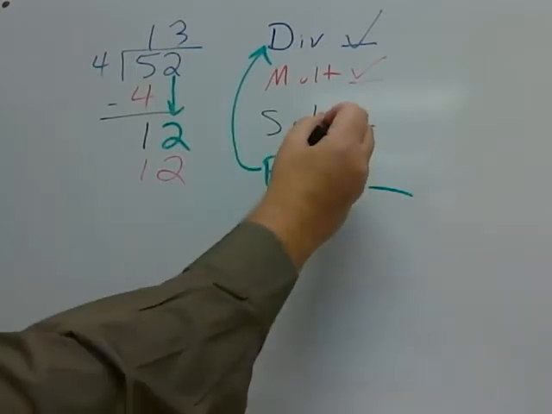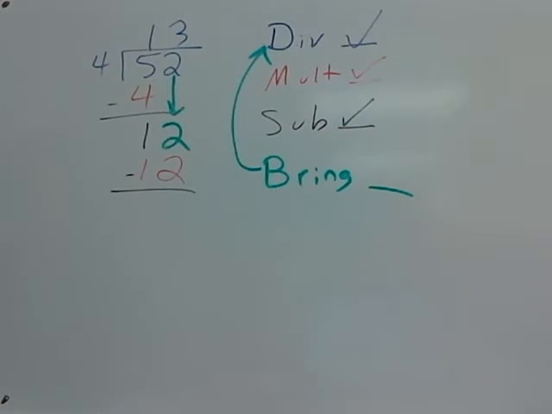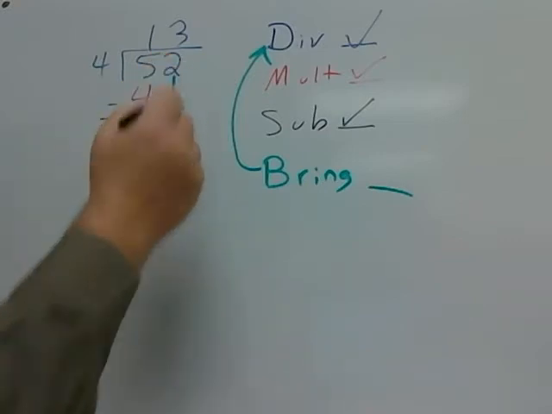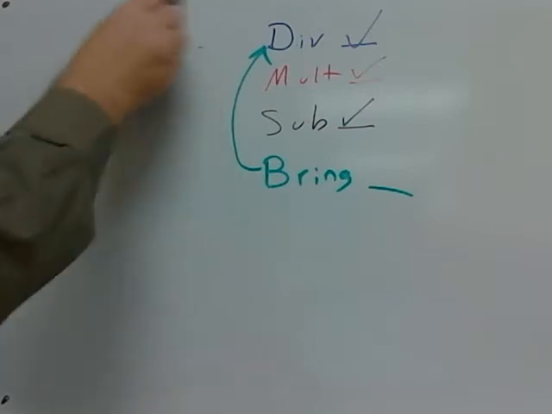After I multiply, I'm going to need to subtract. And 12 take away 12, that's quite easy. The answer is 0. Now, if I have 0 as a remainder and there's nothing left to bring down, that means I'm done. So 52 divided by 4 is 13. Let's try another one.